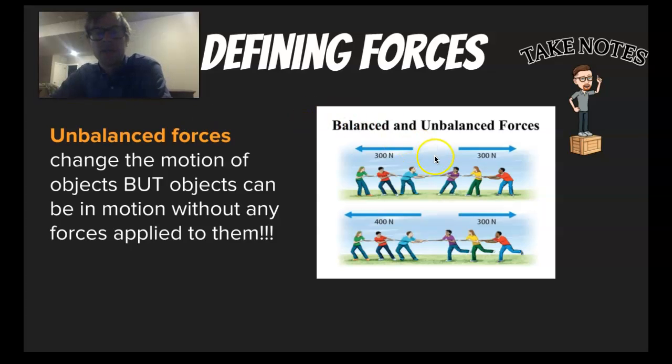So for example, in this tug of war game, if both sides are applying 300 newtons of force in opposite directions, nothing's happening, right? The rope is basically still, but once one side is able to produce more force, you now have an unbalanced force, and the motion is going to change. They're going to go from being stopped here to starting to move in the direction of the team that has more force applied than the other team.